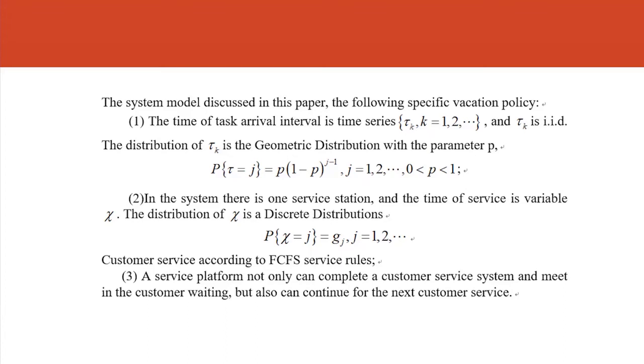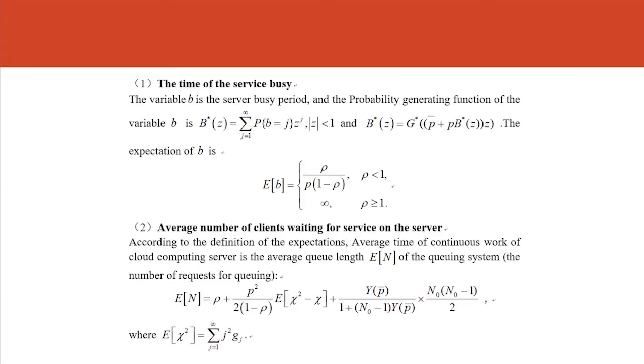The third one is that the server platform can not only complete a customer's service and meet the customer's requirement, but can also continue on to the next customer's service. Then we can get the server busy period. The first one, the variable B, is the server busy period, and the probability generating function of variable B is as follows, AB.